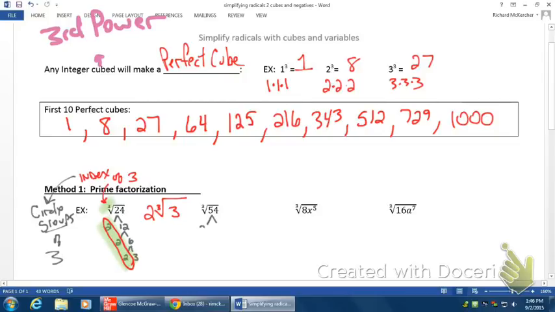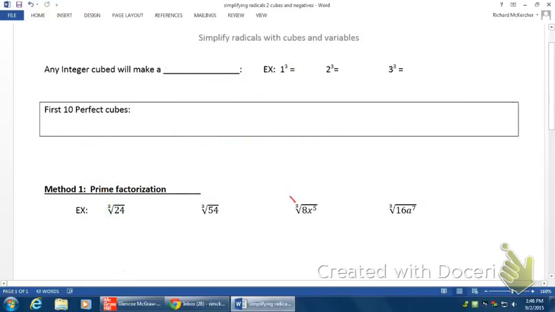So let's go with the 54. Now we're looking for groups of 3 because the index is a 3. And you can see there's a group of 3. And we have the 2 left over, so the 2 goes on the inside. Again, we've got a third root, so we're looking for groups of 3. Well, that's nice. Look at that. That was a perfect cube, wasn't it? If I had looked up here on my list, I would have recognized it.